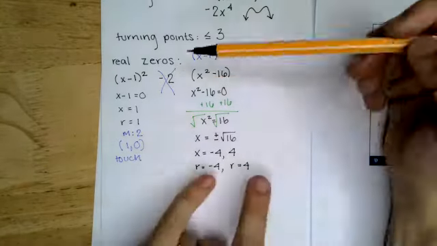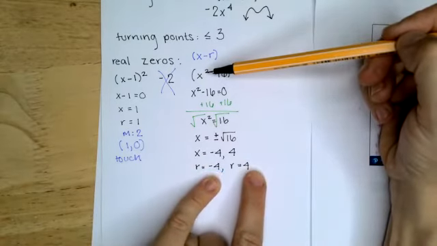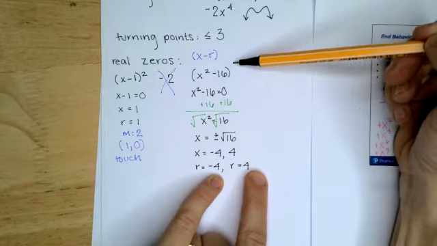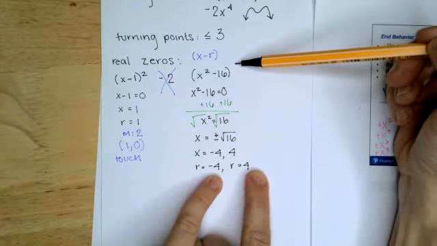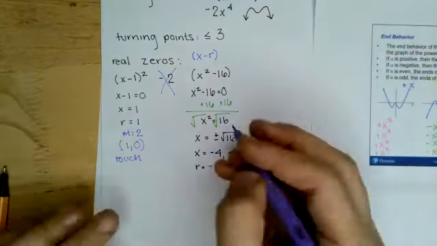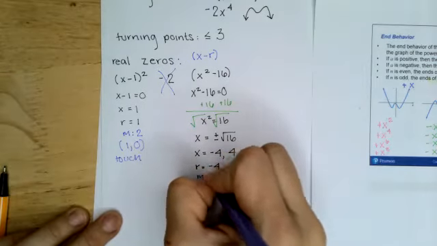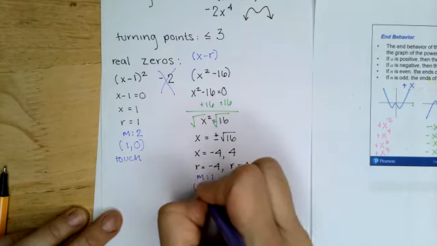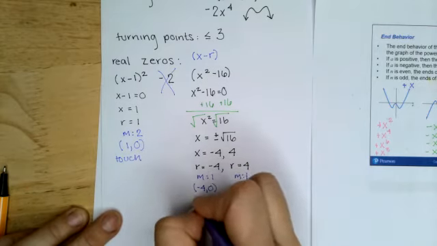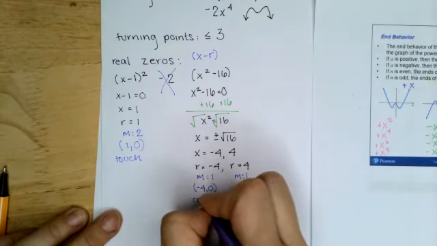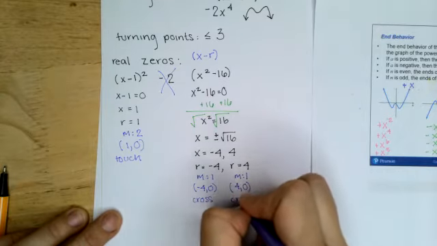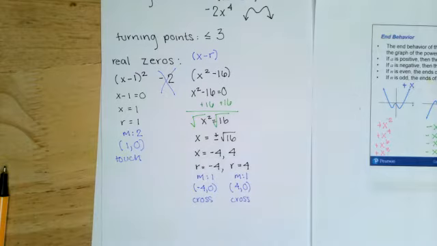In those situations, this x squared got us the two different answers. This is not the multiplicity. The multiplicity is of the entire factor itself, and that's a multiplicity of 1, okay? So at the point -4, 0, it's going to cross. And at the point 4, 0, it's going to cross. Good?